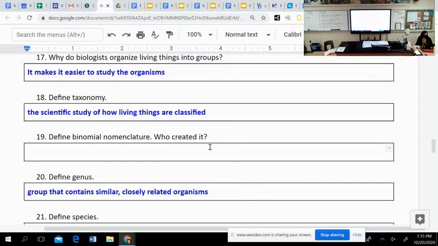An easy system to name organisms. System used to name organisms. And then you have who created it? Carl was and something like that. Carlos Linnaeus. Yeah.